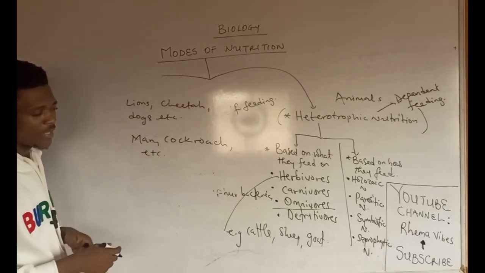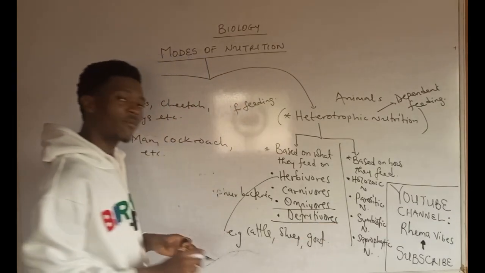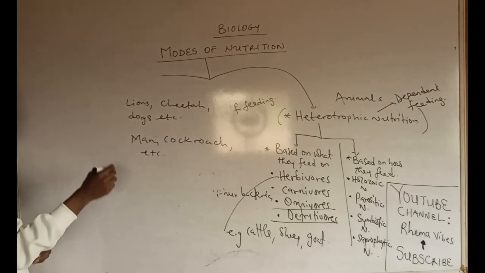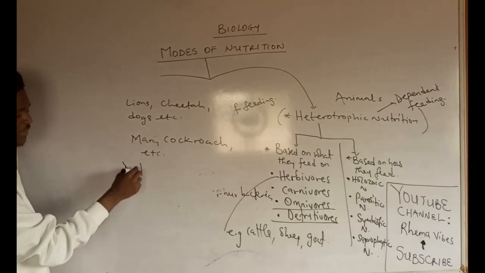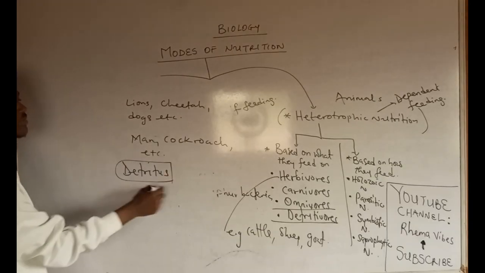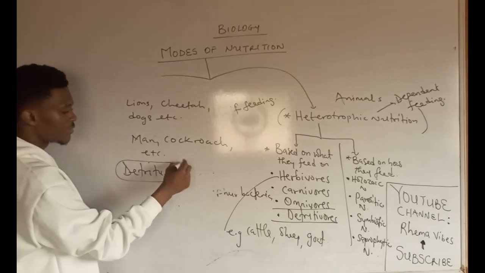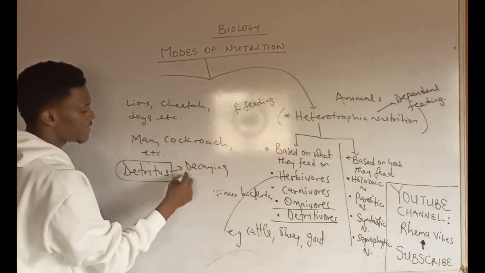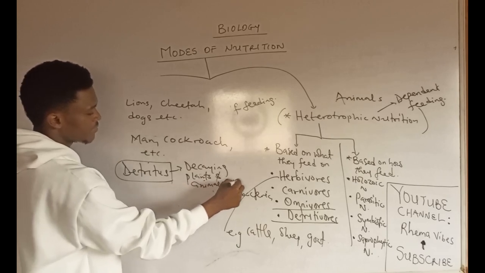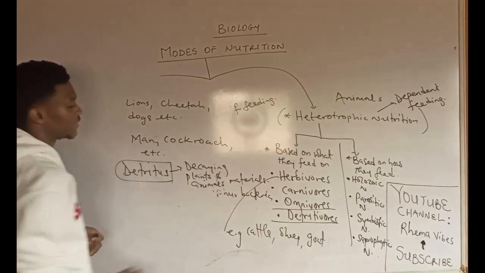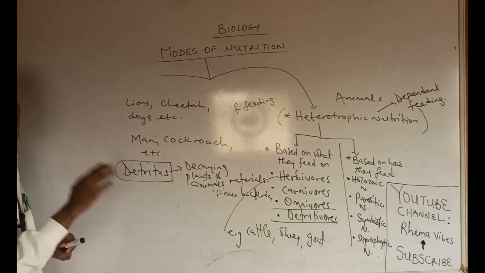Okay, then now we have the detritivores. This is the one that I'm about to digress a bit on. Detritivores are simply organisms that feed on detritus. And what is detritus? Detritus is simply decaying plant and animal materials. Any organism that feeds on decaying plant and animal material is said to be a detritivore.